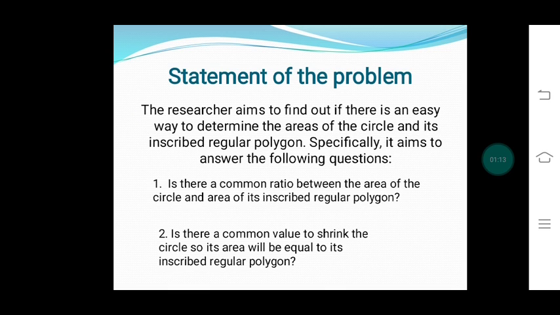So here's the statement of the problem. The researcher aims to find out if there is an easy way to determine the areas of the circle and its inscribed regular polygon. Specifically, it aims to answer the following questions. Number 1, is there a common ratio between the area of the circle and the area of its inscribed regular polygon? Number 2, is there a common value to shrink the circle so its area will be equal to its inscribed regular polygon?